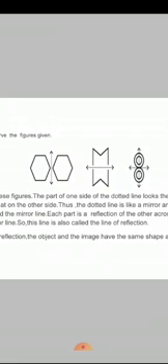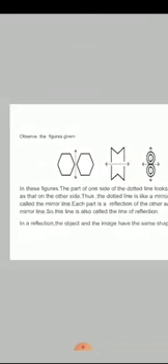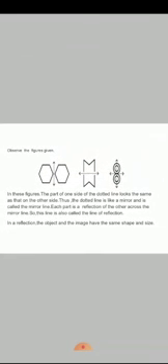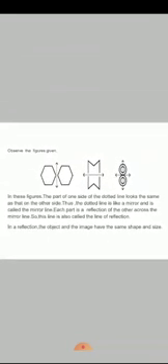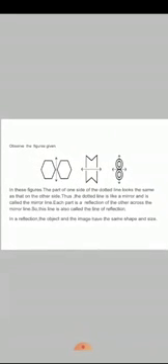A vertical line and a horizontal line are both given. Now see the explanation here. In these figures, the part on one side of the dotted line looks the same as that on the other side. Now see the geometrical figure here. The part on one side of the figure looks the same as the other side. That means the dotted line is like a mirror.